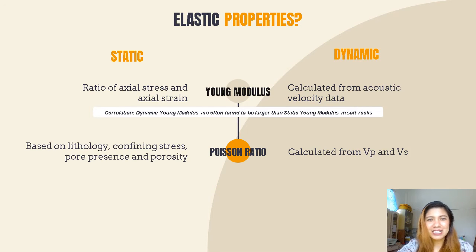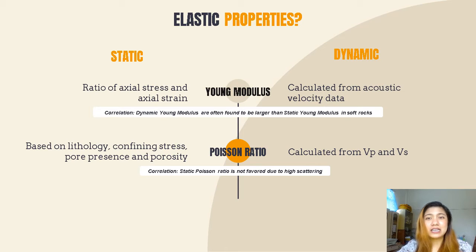On to the next elastic property, which is Poisson ratio. Static Poisson ratio depends on the lithology, confining stress, pore presence, and porosity of the rock, and is the opposite of the ratio of radial strain and axial strain. As for dynamic Poisson ratio, it is calculated from Vp and Vs. However, the correlation of static and dynamic Poisson ratio is not favorable due to high scattering.